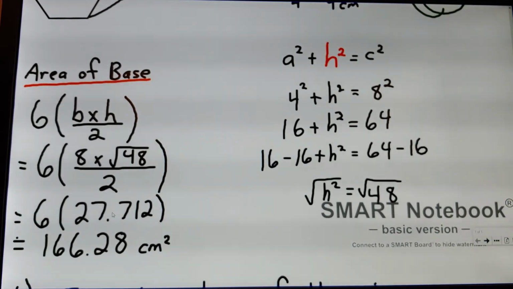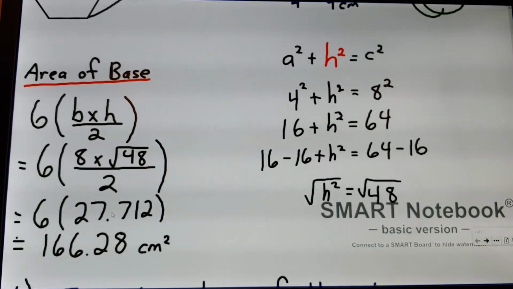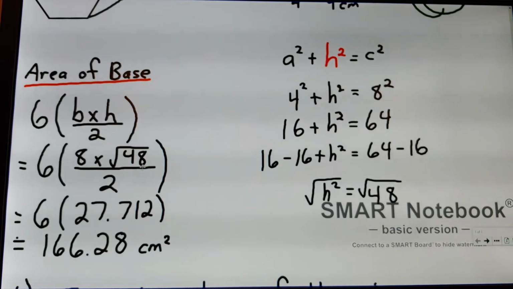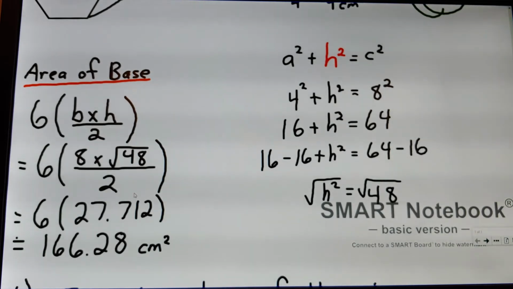At this point, I'd like you to pause the video, grab your calculator, try that. Make sure your calculator does give you 27.712 so that you know you're hitting the buttons in the right order. If it didn't, play around with it, change something. You might have to do 8 times square root 48 hit equals, then divided by 2. But your calculator should understand that it has to do this top part first.